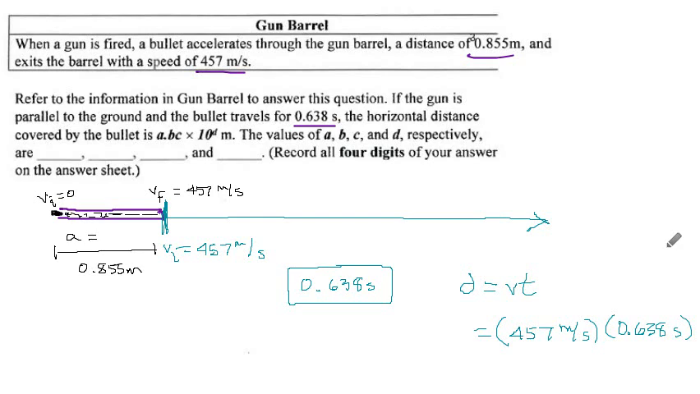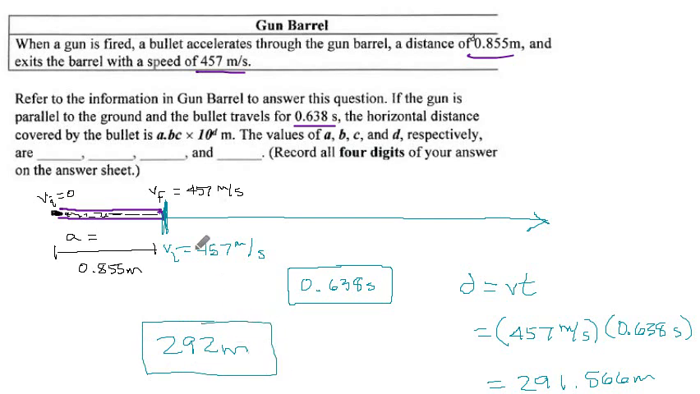457 times 0.638, I should say, I get 291.566 meters. Now, let's be good about sig digs for a moment. We used this velocity, which has 3 significant digits, and this time, which also has 3, so this should be trimmed down to 3 significant digits, so just 292. Our finished answer would be 292 meters. No need to go to scientific. You can write 292 with 3 digits, no problem.